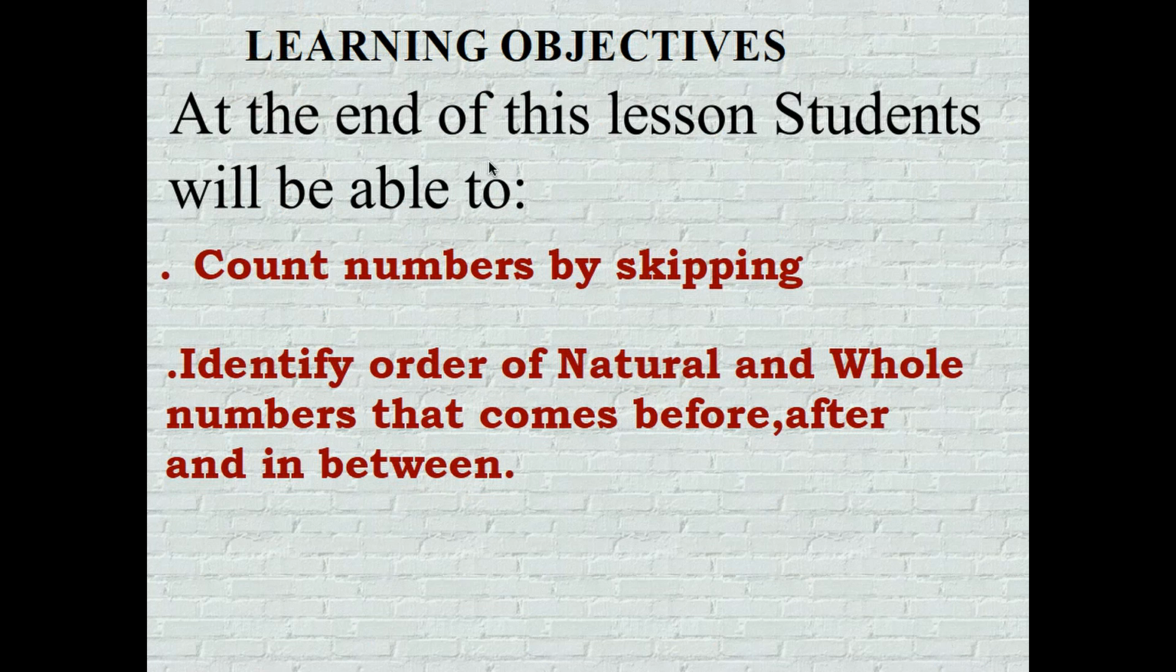Before we start, let's see our objectives. At the end of this, you will be able to count numbers by skipping. You know what skipping means? It can be by 2, by 3, by 5, or by 10. We have seen this last time. And also you identify order of natural numbers, that comes before, after, and in between. This is what you can see.